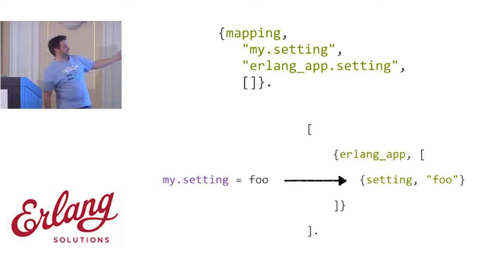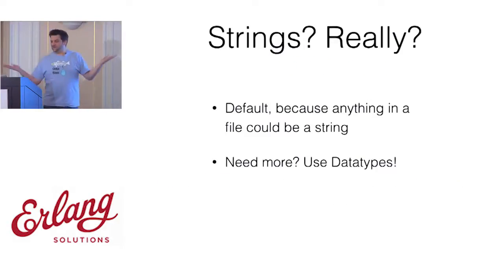All right, so here's the most simple mapping you can get. It's the one we just looked at, and what it does is it takes the line my.setting equals foo, and turns it into this Erlang app setting, the string foo. All right, that's not crazy. So strings, really? Yep, wouldn't be a talk about Erlang syntax and how it puts people off without talking about strings. But really, what we are here for is to say that anything that can be in a file can be a string. So if we say things are strings by default, then we're playing it safe and saying we're not going to get any parse errors or anything like that. A string is a string is a string.